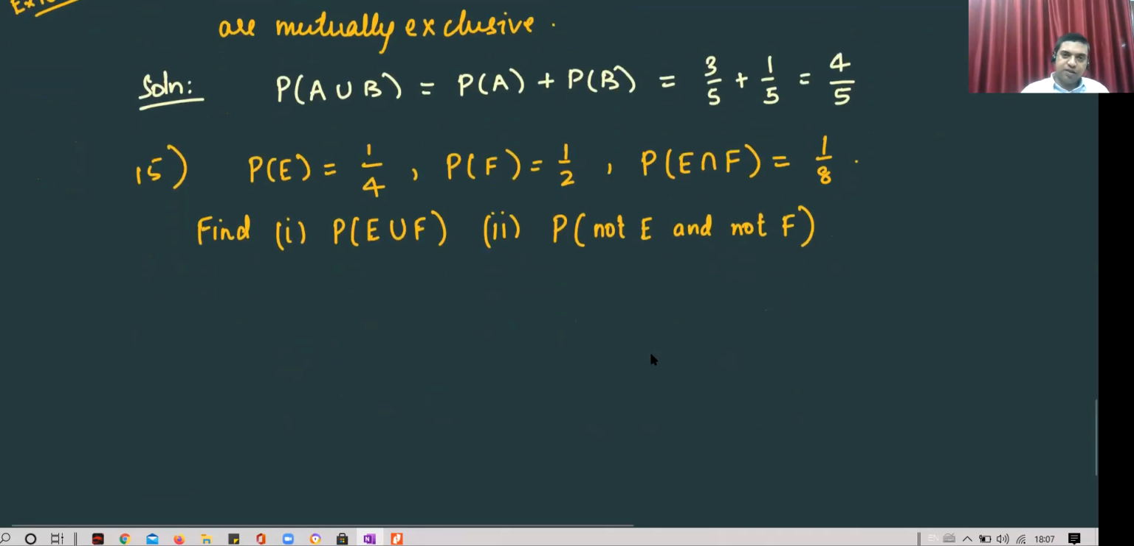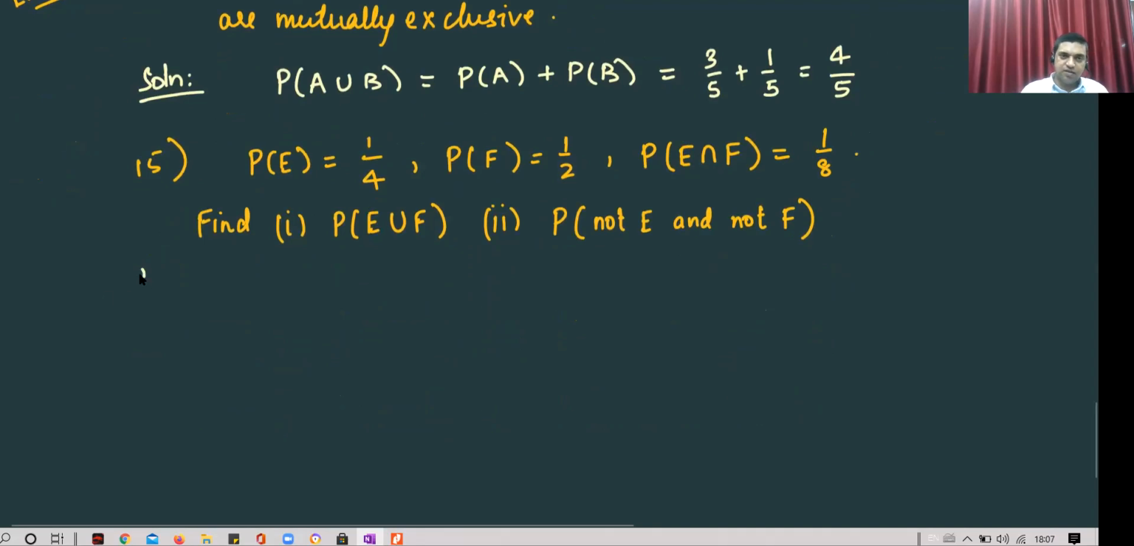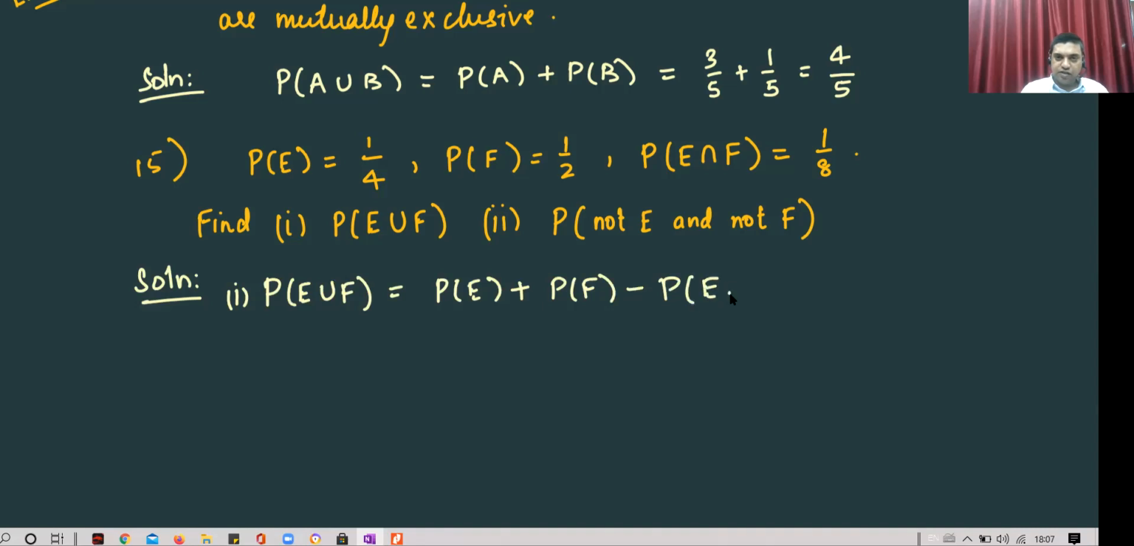Okay, the first part is simple. Answer? So 5 by 8. Yeah, this is P of E plus P of F minus P of E intersection F. So 1 upon 4 plus 1 upon 2 minus 1 upon 8. So taking 8 as the least common multiple, 2 plus 4 minus 1. So 5 upon 8.